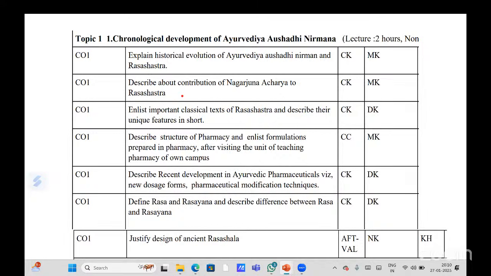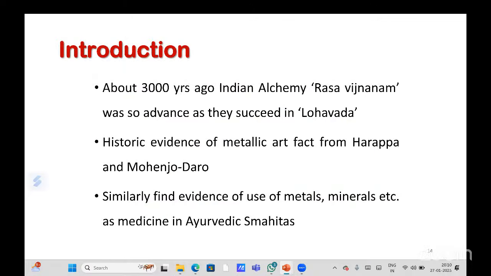So in syllabus point number 1, the must know topics are like historical evolution of Ayurveda Aushadha Nirmana, and contribution of Nagarjuna to the field of Rasashastra, and describe the structure of pharmacy and enlist the formulations. These are the must know, and remaining are the desire to know. Okay. Coming to the chronological development of Ayurveda Rasashastra. So introduction in relation with that chronological development of Rasashastra.